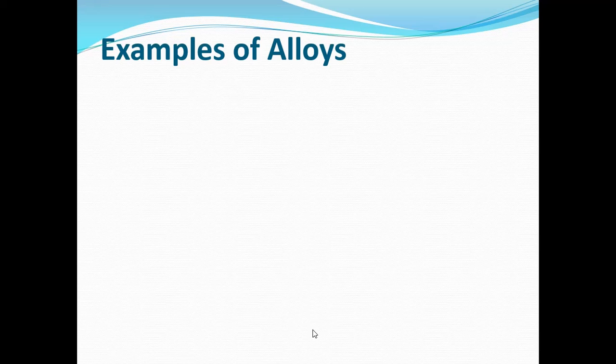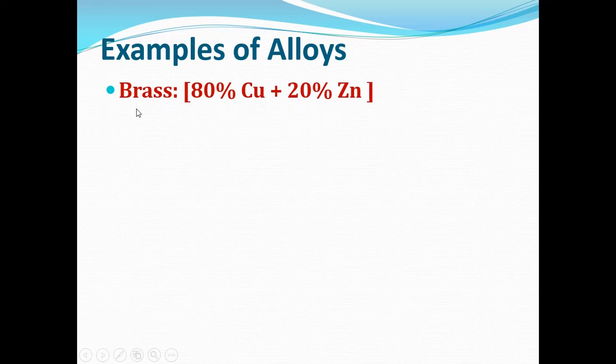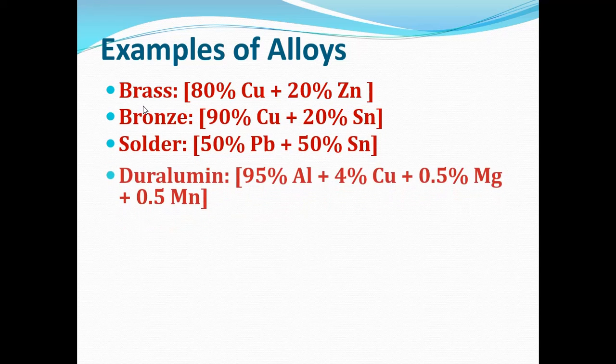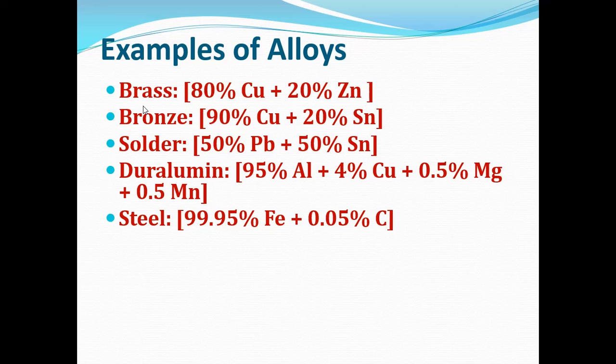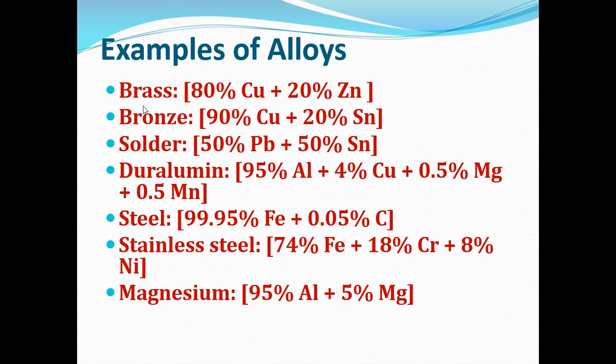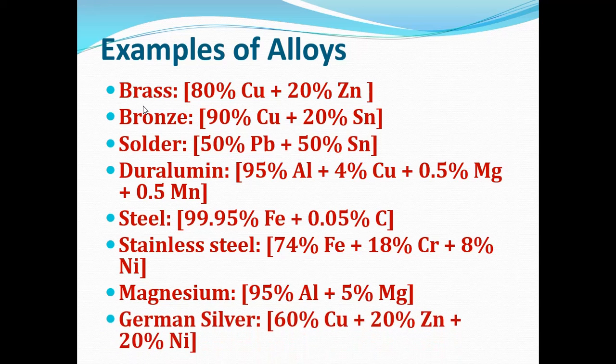Now examples of alloys: brass, bronze, solder, duralumin, steel, stainless steel, magnesium, German silver. These are some of the examples of alloys.